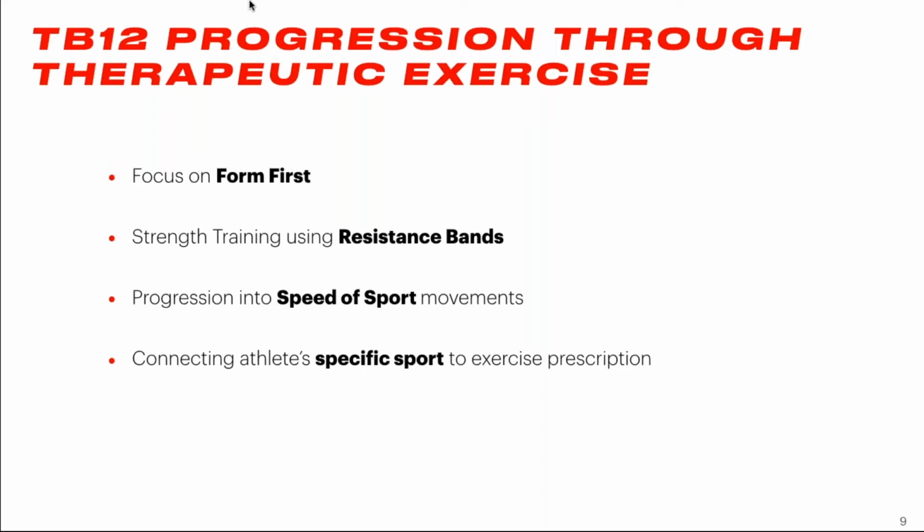Next, we're going to progress into speed of sport movements. This is where we begin to add speed into functional movement patterns to ensure neuromuscular endurance carries over to their required sport. And bringing it all together, we're going to connect the athlete back to their specific sport with the exercise prescription. So if we're working on a baseball player's shoulder, let's carry over all of the resisted strength training exercise that we did for their shoulder back to their pitching. Let's make it sport specific, making sure that they can perform their movement without compensations, being pain free and moving as optimally as possible.